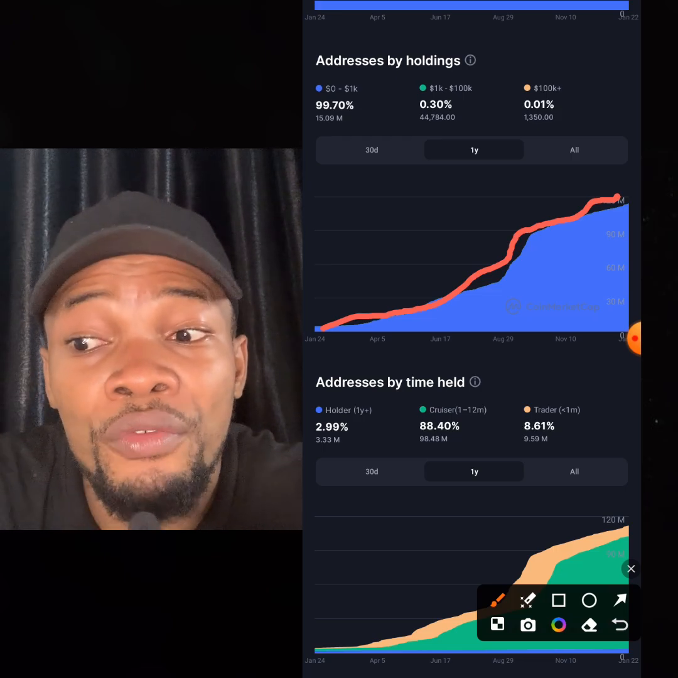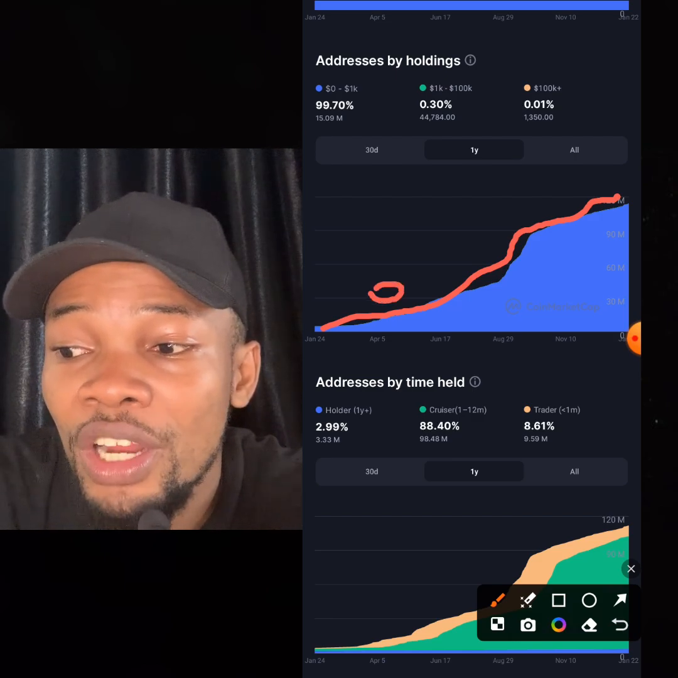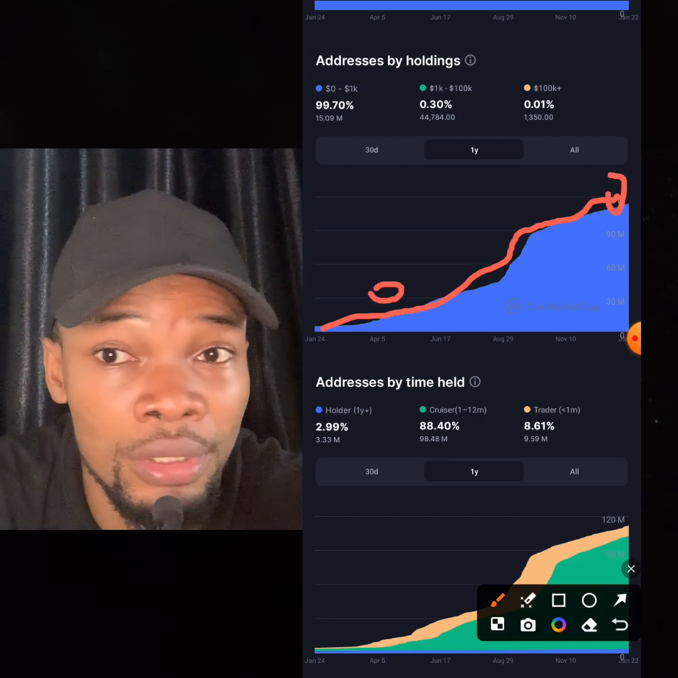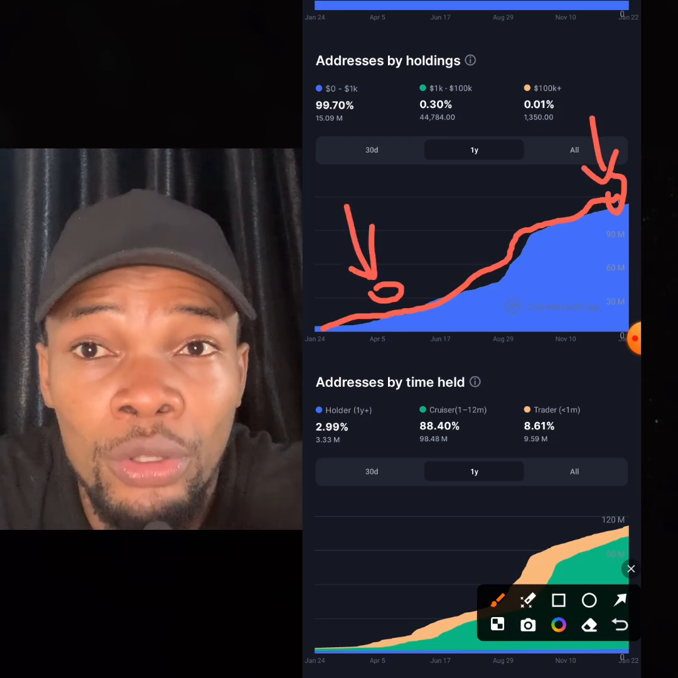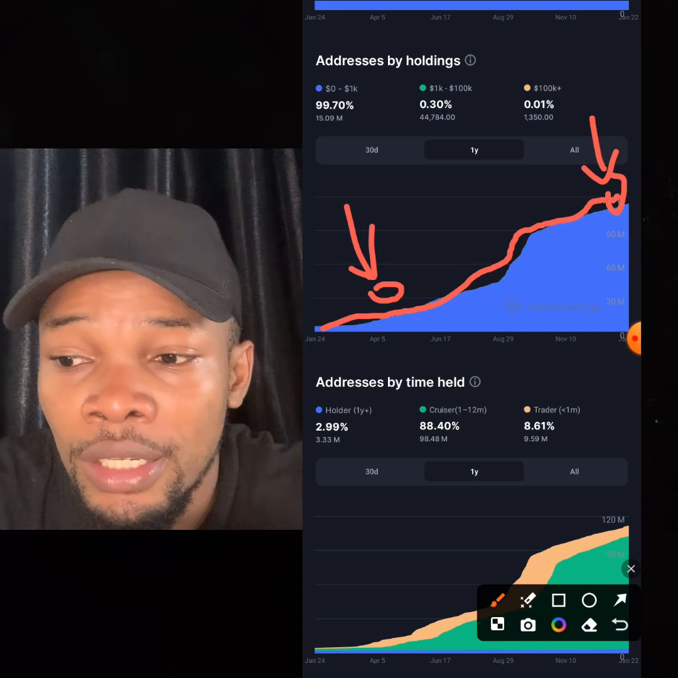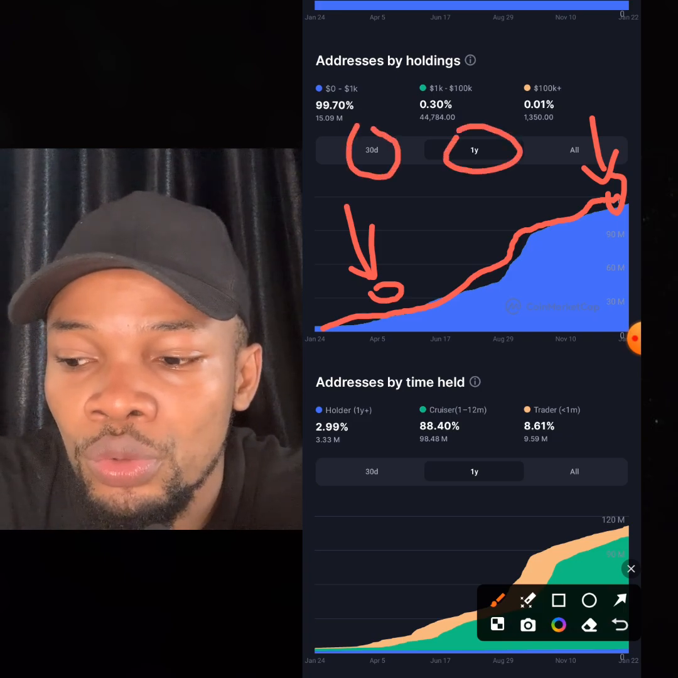Now you can see obviously TON has been doing well. If you purchased TON as at this date, by now you'd have made a lot of money if you go and check the price of TON comparing this particular date and this particular date. The amount of addresses has increased significantly. Now this is just a period of 1 year. You can also check 30 days, and let's do that also.